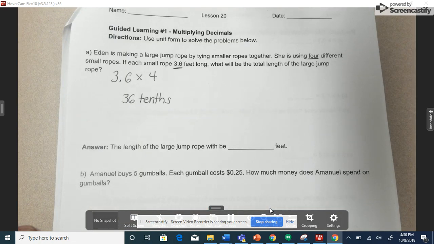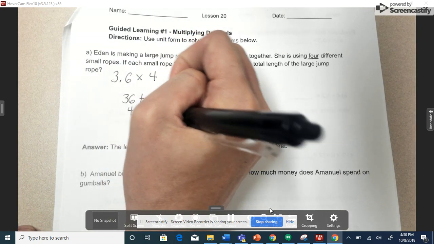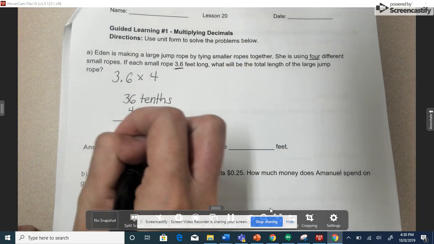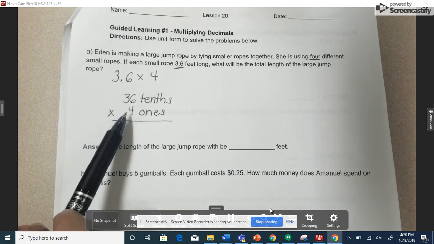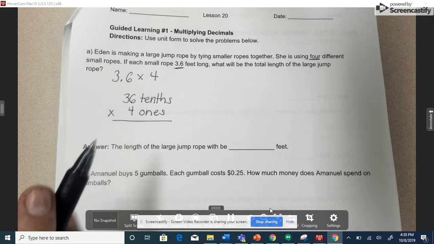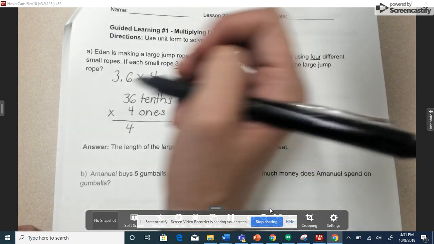I see that 4 is the same as 4 ones. So now I'm just going to multiply the numbers as if they were whole numbers. 4 times 6 is 24. So I'm going to write the 4 here. And, sorry, I know that's blurry. Carry over the 2.